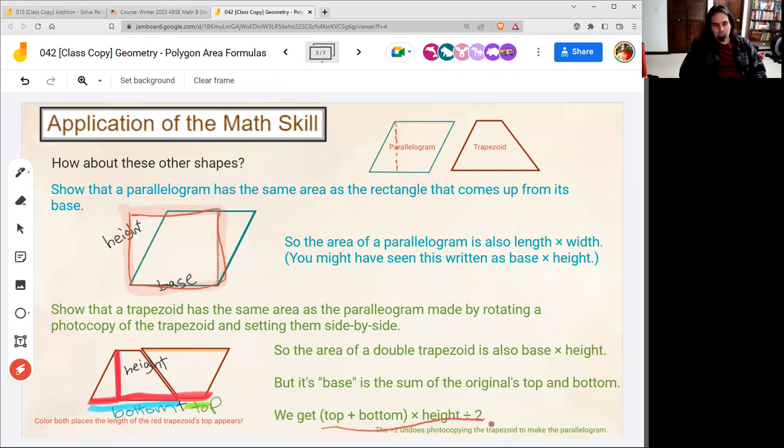So it's not that bad, right? Add two things, multiply by height, divide by 2. It's just a little bit bigger than base times height.